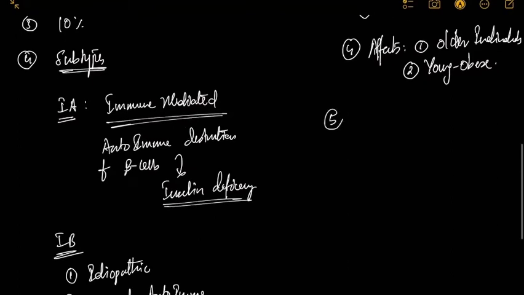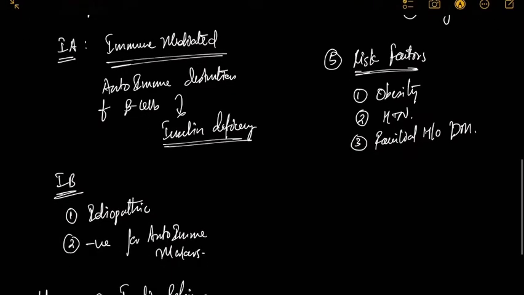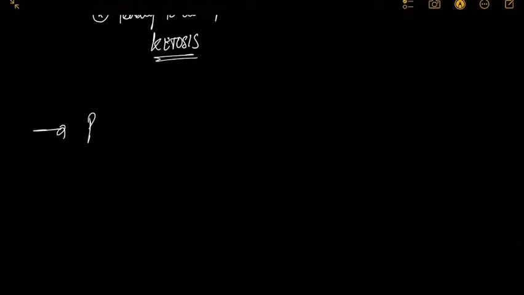Now let's come to the risk factors for type 2. There's obesity, then there's hypertension, familial history of diabetes mellitus, an individual's race, ethnicity, and lastly, impaired glucose tolerance. With that done, we're going to come into the pathogenesis of diabetes mellitus.